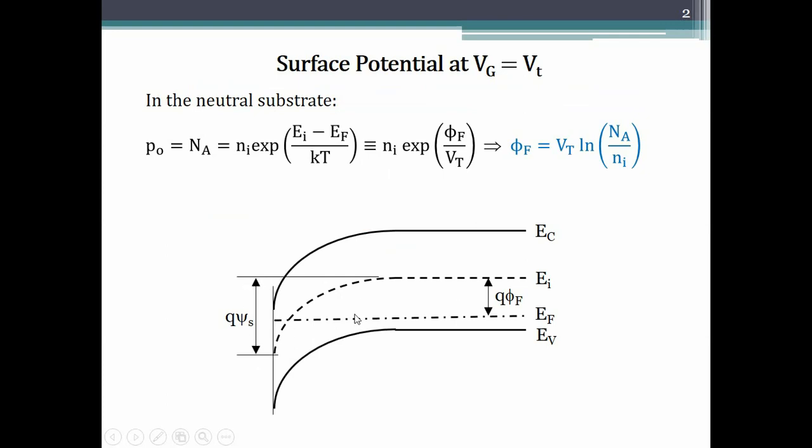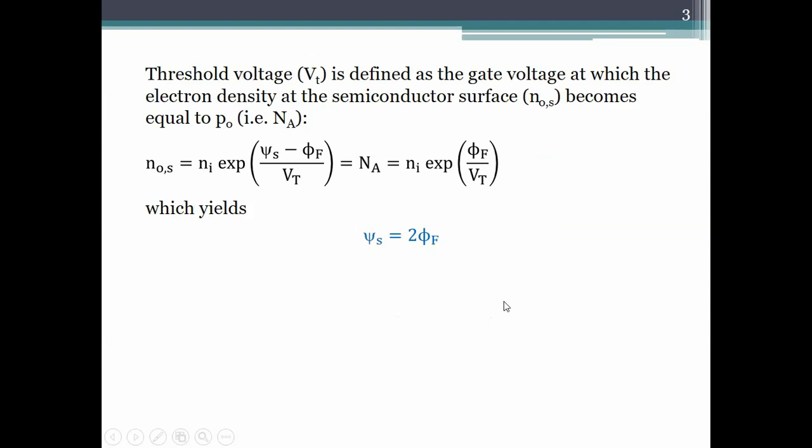this is psi s. If there was no gate voltage applied, all these bands would be flat, they would be horizontal. As the gate voltage is applied, the bands bend. So at any gate voltage, the band bending is q times psi s. And when this q times psi s equals 2q times phi f, that is the voltage called the threshold voltage. So when the gate voltage is increased, psi s will keep increasing from 0. When it becomes equal to 2 phi f, we say that is the threshold voltage.